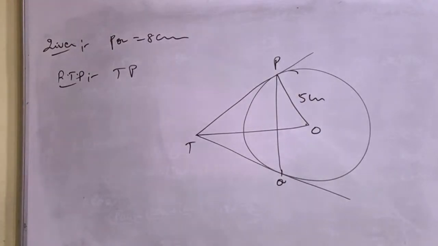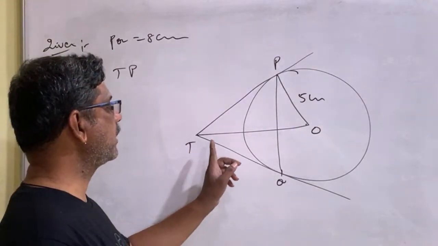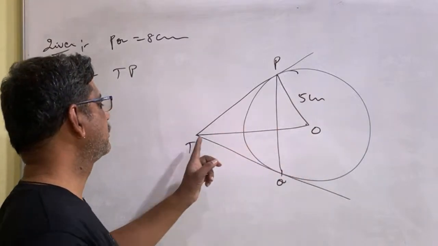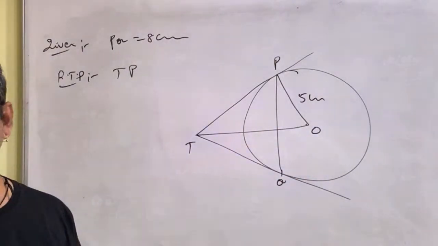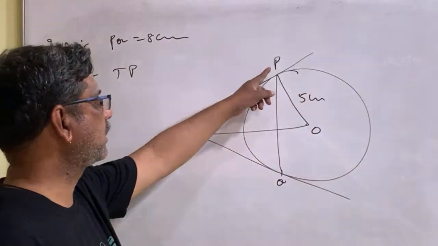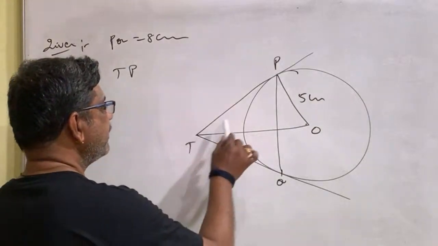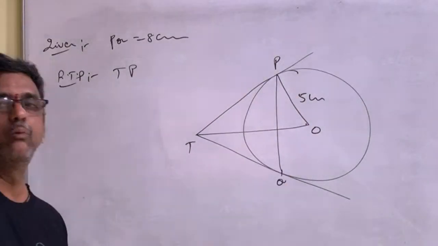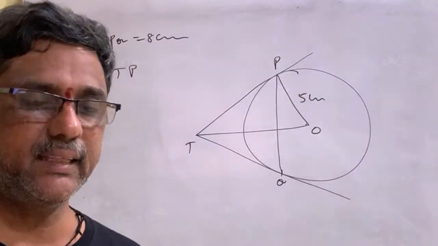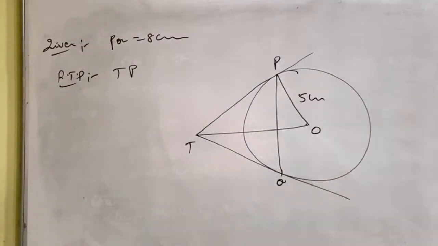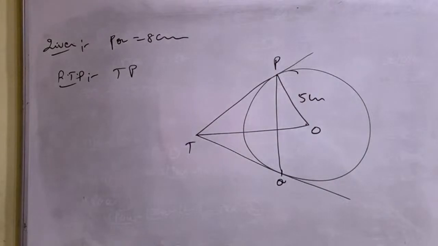Now, the line segment joining the center to the external point and the chord joining the points of contact, these two are having a relation. Can anyone say that? What is the relation between the line segment joining the point T to O as well as the chord joining the points of contact?